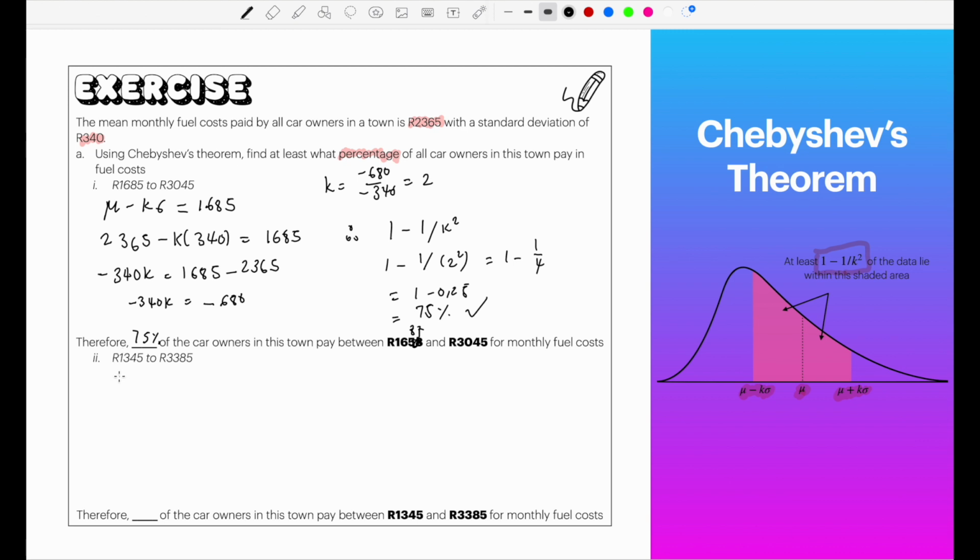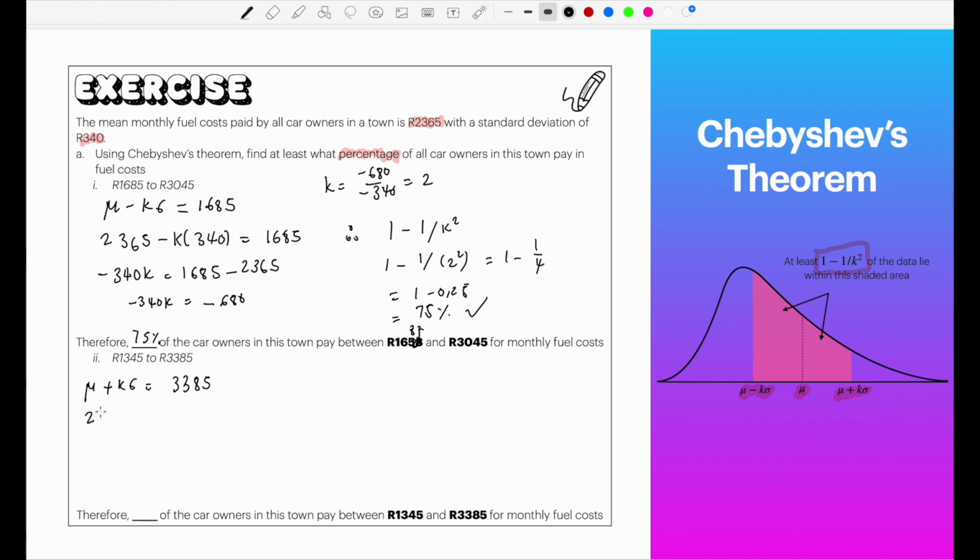Next question, we are asked to find again the proportion or percentage where the car owners spent 1,345 rands to 3,385 rands. Same thing applies here. What we need to do is either use this left interval value or the one on the right. For this case, imagine that we choose to use the interval value on the right. Then this equation becomes mu plus k sigma equals 3,385, and then we plug in the values that we know to find k.